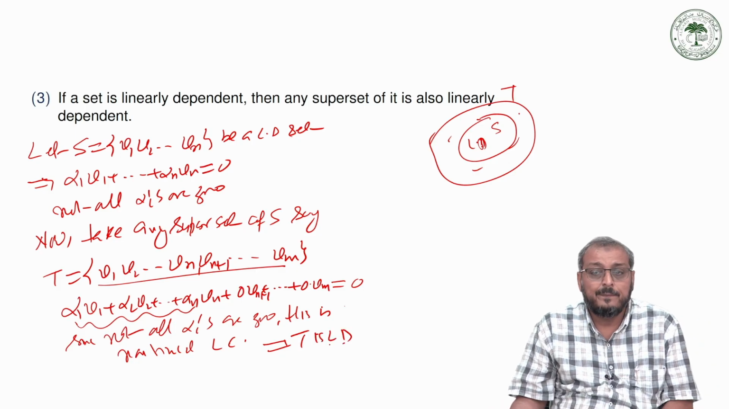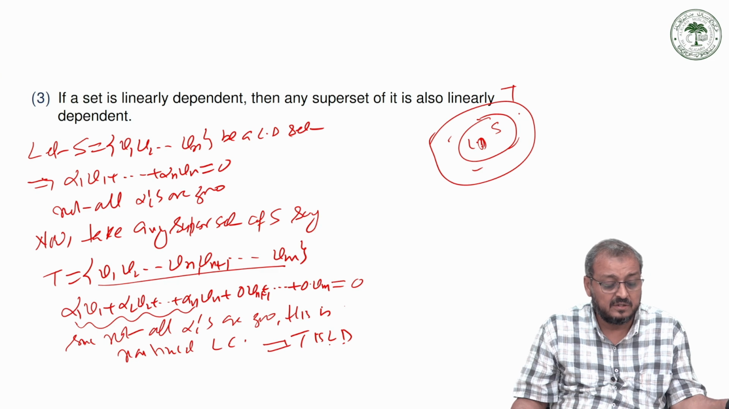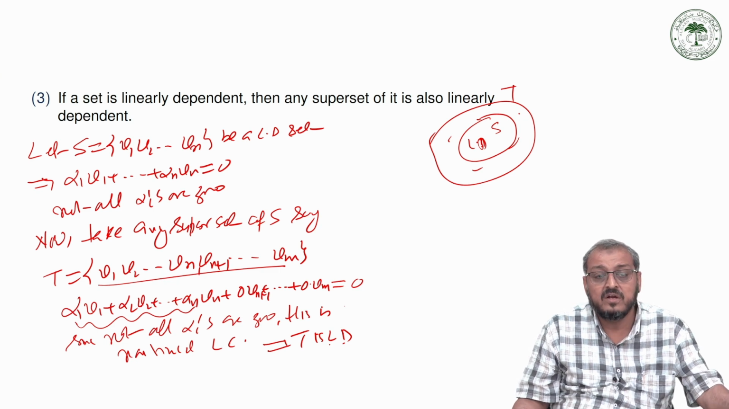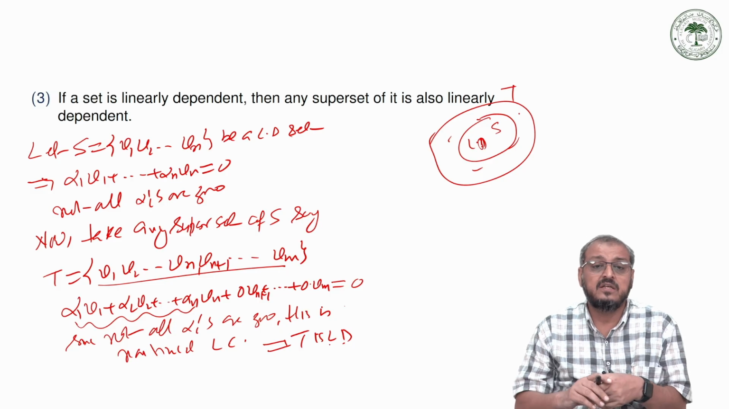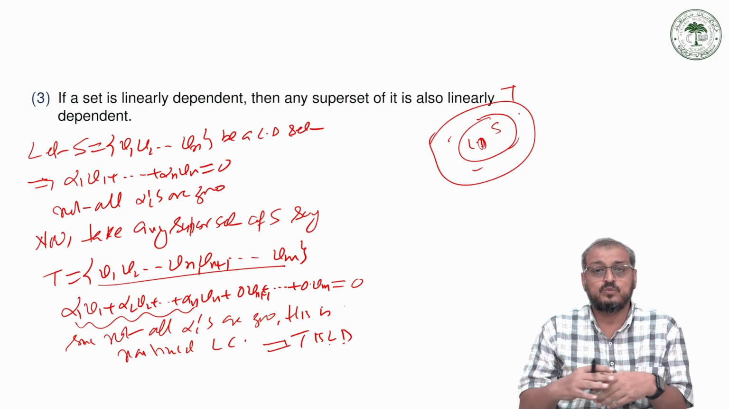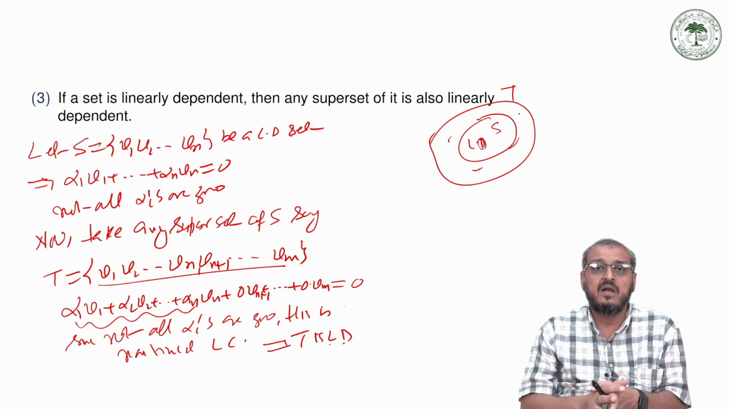So, we have completed this result. That means if any set is linearly independent, then its subset is linearly independent. If any set is linearly dependent, its superset is also linearly dependent.